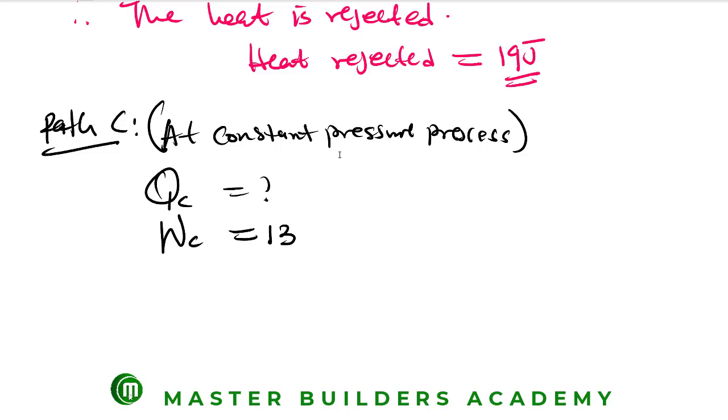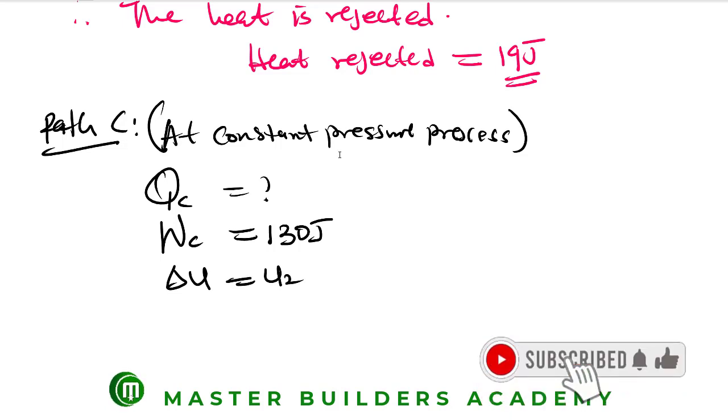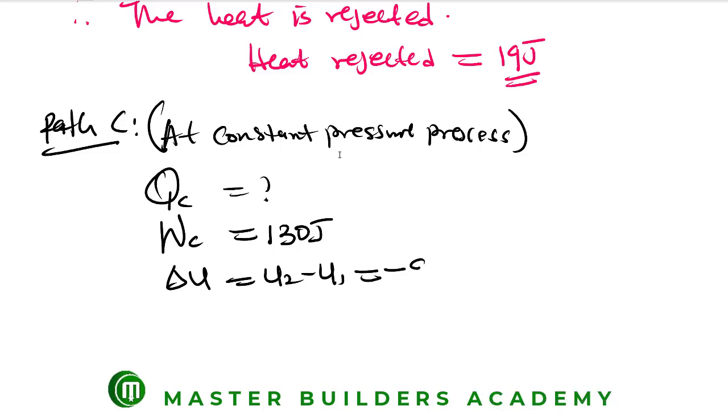130 joules. And then what is the change in internal energy? The change in internal energy is equal to U2 minus U1. And what is U2 minus U1, guys? U2 minus U1 is negative 99 joules.